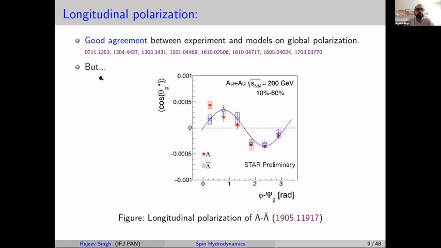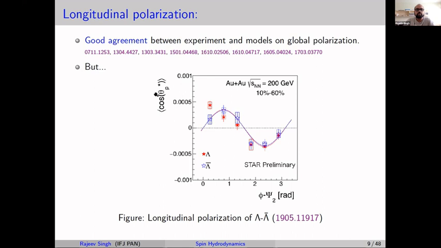But there is a problem, or there is a discrepancy, because the STAR collaboration has also measured the longitudinal polarization of lambda bar. Longitudinal polarization means the polarization along the beam axis, or the Z axis, so to speak. So the models which have found good agreement for the global polarization do not have good agreement with this local longitudinal polarization of lambda bar, and the discrepancies have the opposite sign with respect to this experimental data.